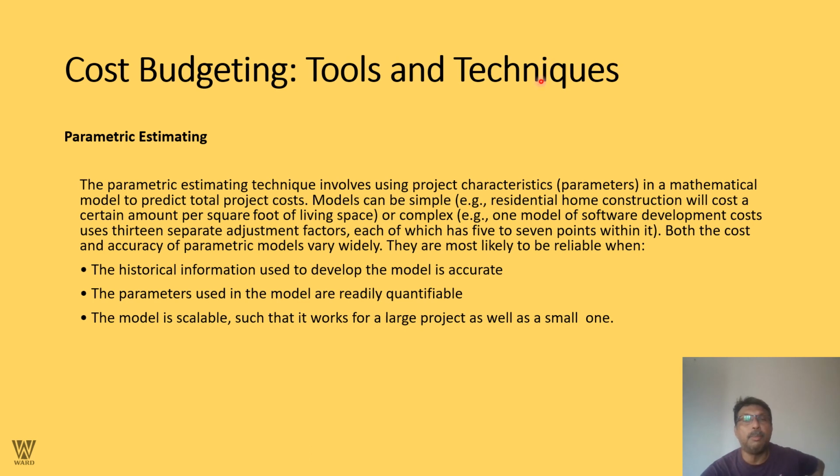So yes, we are talking about cost budgeting, the tools and techniques, for parametric estimates. The parametric estimating technique involves using project characteristics, the parameters, in mathematical modeling to predict the total cost. Models can be simple, like let's say we are trying to build a residential home or a few-story building with a certain amount of square foot living space, or complex. One software development model uses 13 separate adjustment factors, each of which has 5 to 7 points within it. Both the cost and accuracy of the parametric model may vary widely.